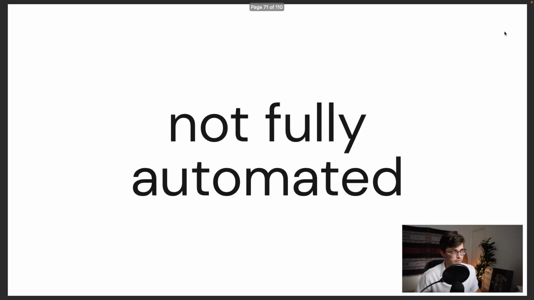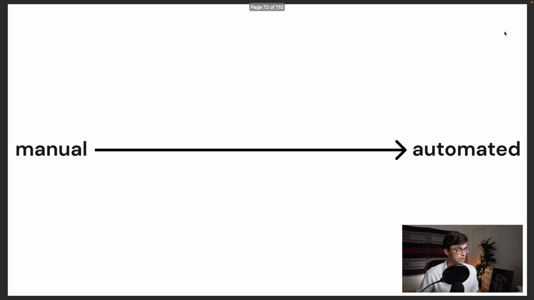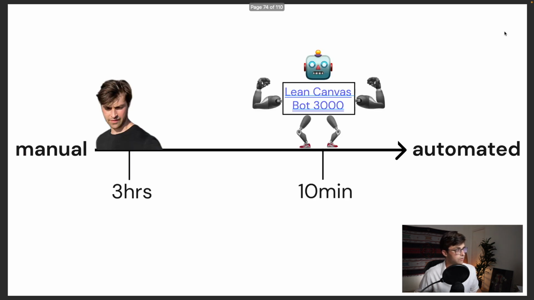What are the limitations of this? Well, first of all, it's not fully automated. It's close. It's better than I can do as a researcher, manually taking about 3 to 10 hours for me to do a lean canvas. But the lean canvas bot, if you add together the time it takes to find the sources and also run the bot, let's say that's 10 minutes per lean canvas.